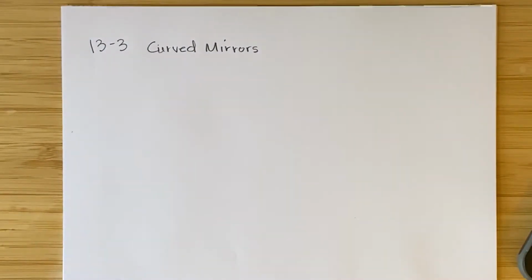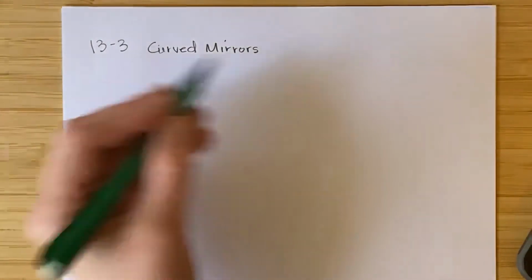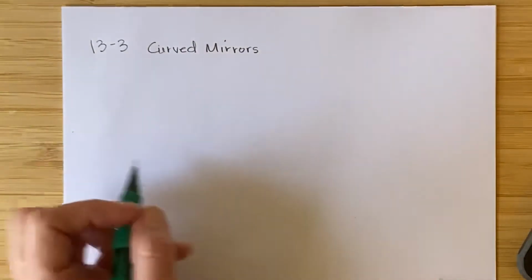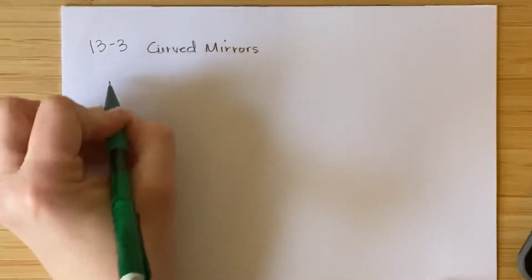So let's imagine we have a sphere, and inside that sphere is a mirror. That's going to represent one type of mirror, which is called a concave mirror. It's a mirror whose reflecting surface is the inside. So I'm going to draw an example or a drawing of a concave mirror.